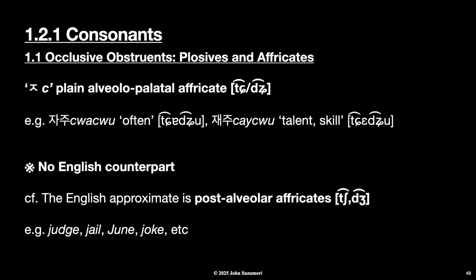The approximate is the voiced post-alveolar affricate, which can be heard in English words such as judge, jail, June, joke, etc. The place of articulation in Korean is slightly more forward when compared to the English approximate.